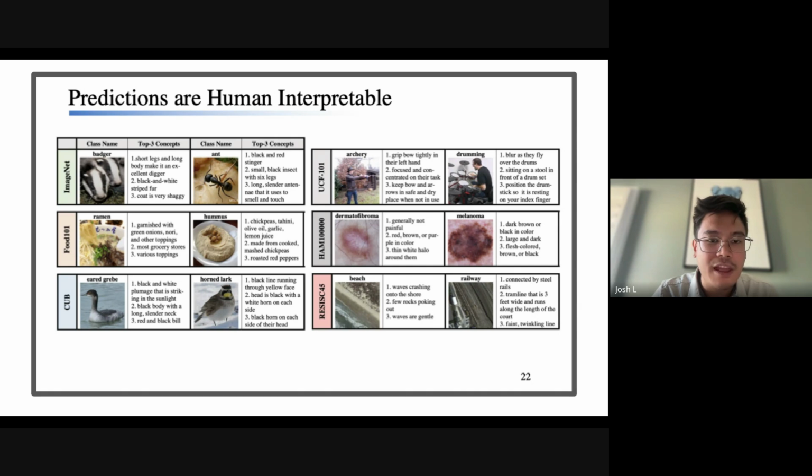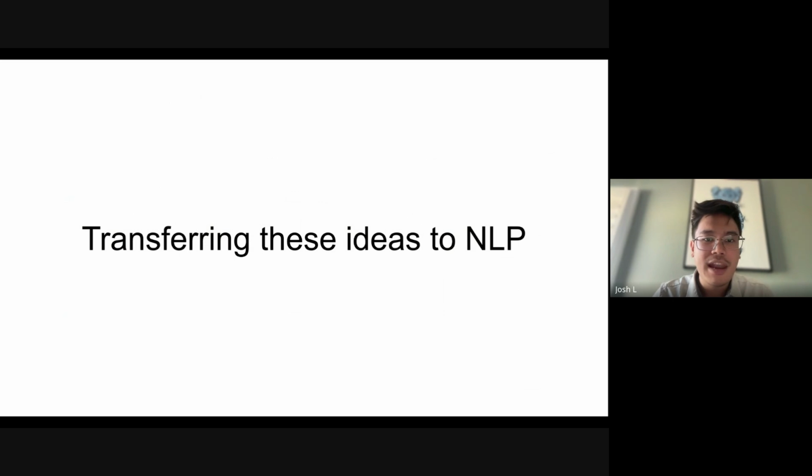In the top left image, for example, for the badger, the reason why the model labeled this image as a badger is because of the concepts: short legs, long body, black and white striped fur, and the coat is very shaggy. So we can see that this works pretty well in the domain of image classification. Now, how do we transfer these ideas into the field of NLP?